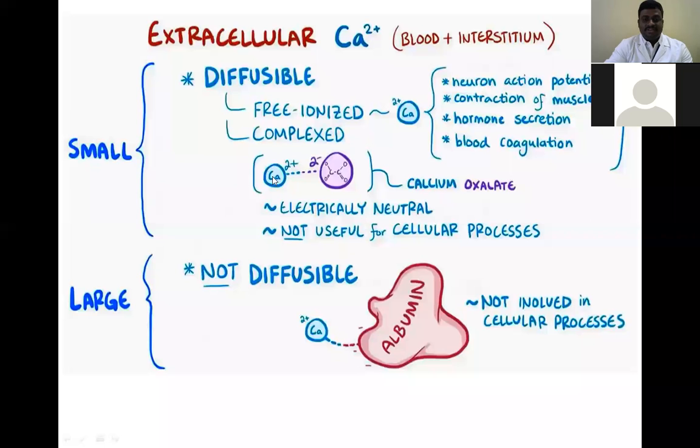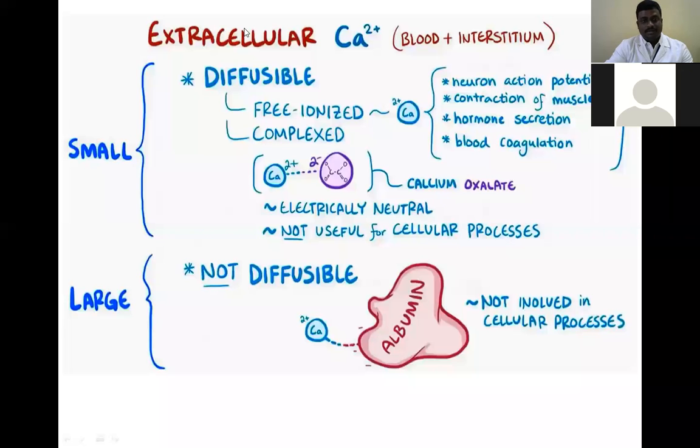But when the free calcium is complexed with anions, like oxalate, it does not participate in any cellular processes. Why? Because calcium is a cation, and it is combining with an anion. Anions are negatively charged, so the positive charge combines with the negative charge, there is neutralization, and there is no charge. So it is not useful for cellular processes.